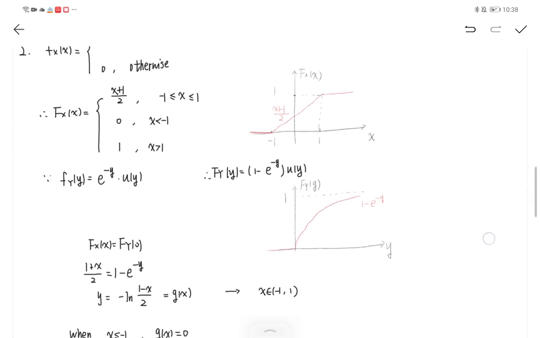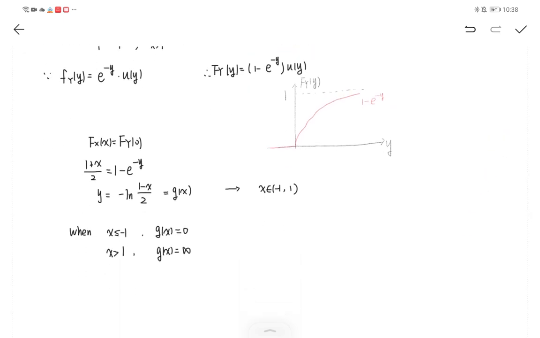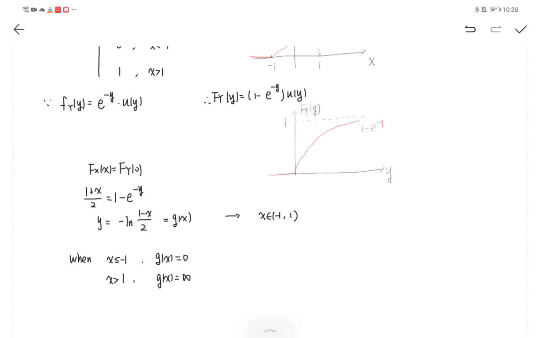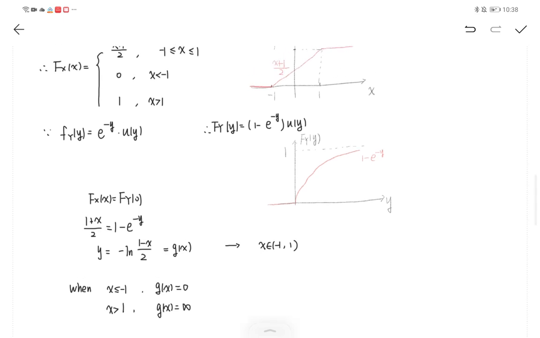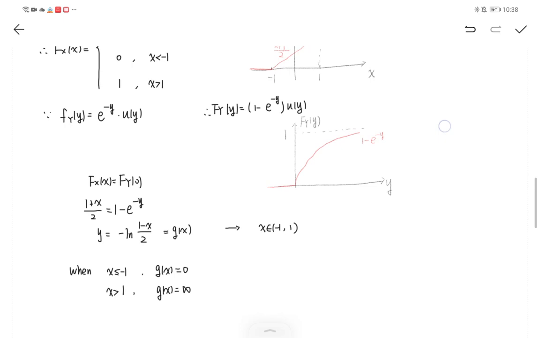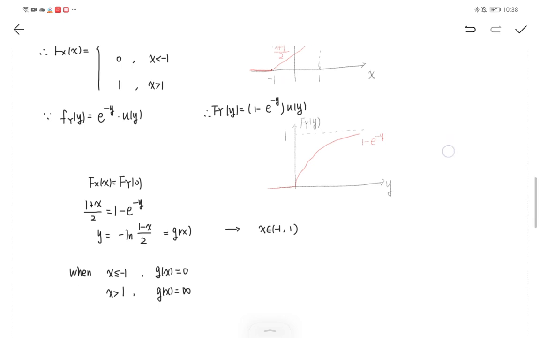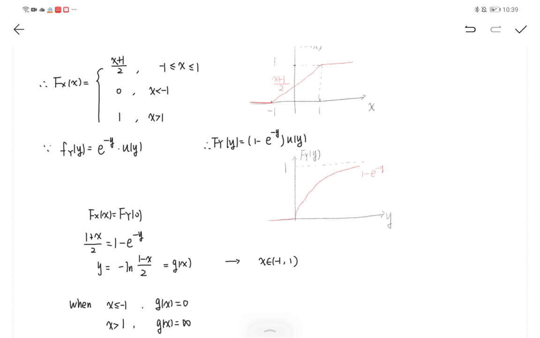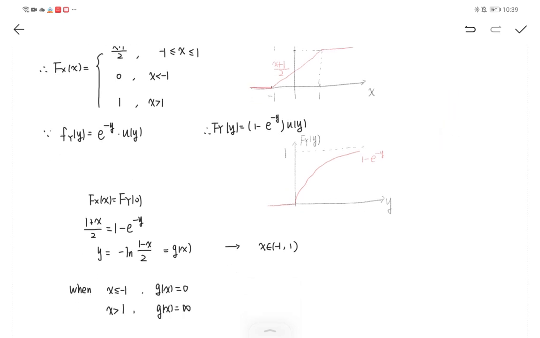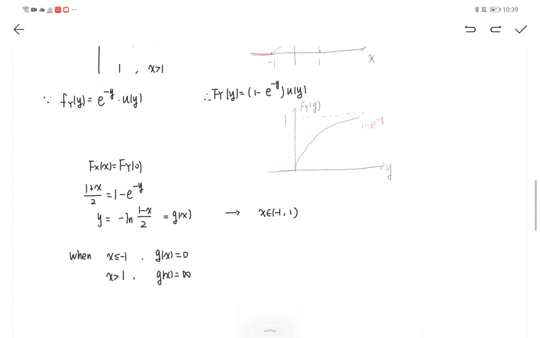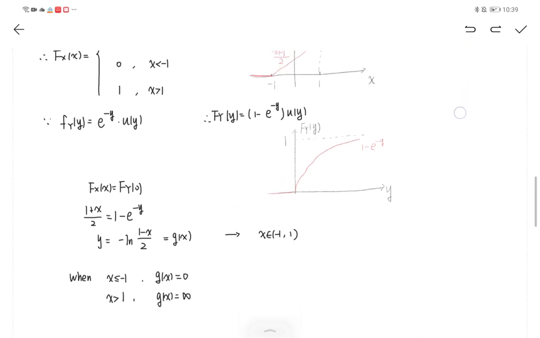And we also know that the density function of y equals e to the power minus y multiplied by u(y). Now we can get the distribution function of y, which equals 1 minus e to the power minus y multiplied by u(y). So we can draw the graph of the distribution function of y. The distribution function of y is like this.